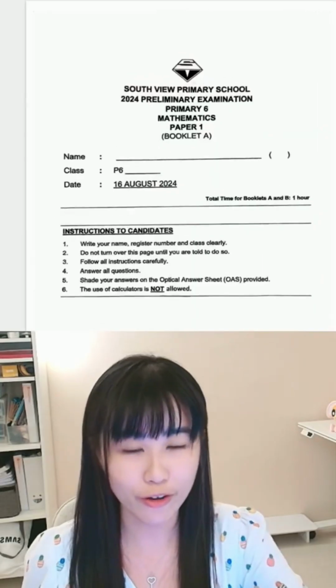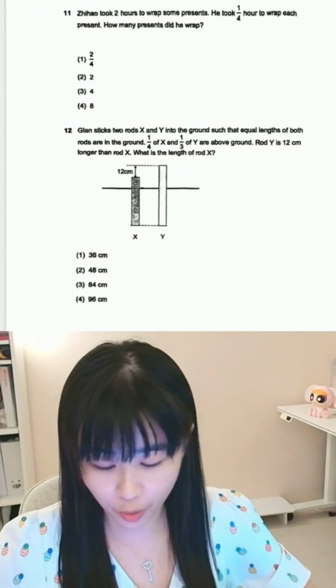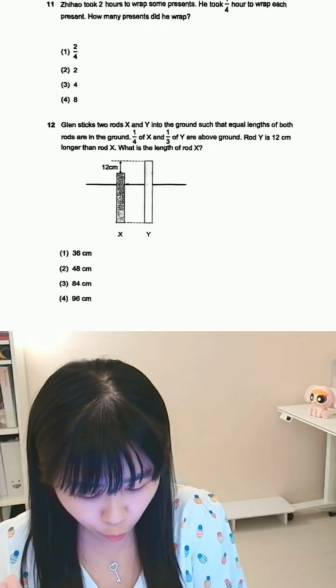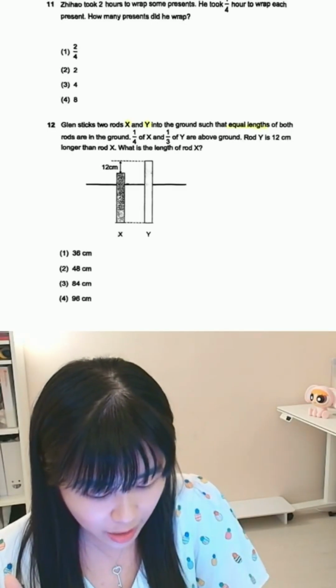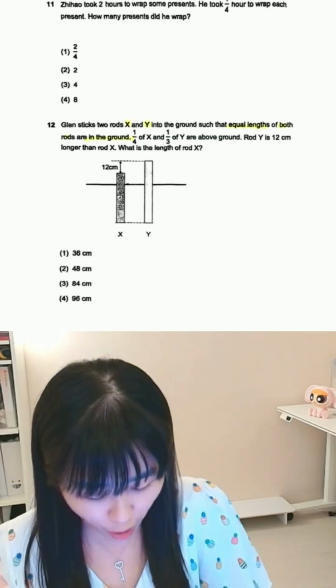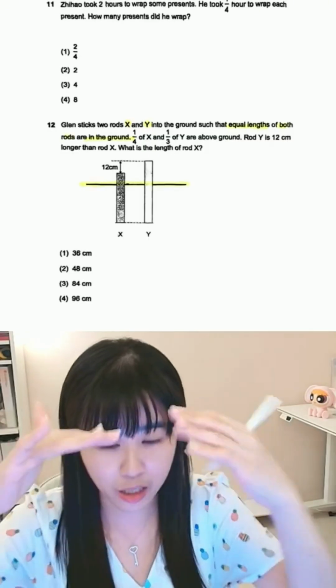We're going to do Southview, everybody. Let's look at question 12. Glenn sticks two rods X and Y into the ground such that equal lengths of both rods are in the ground. So you can see this line, this is the ground, right?